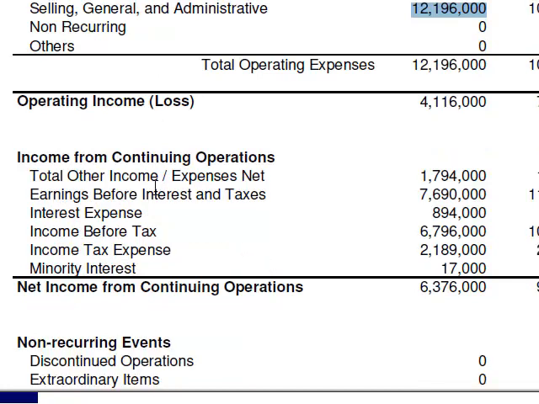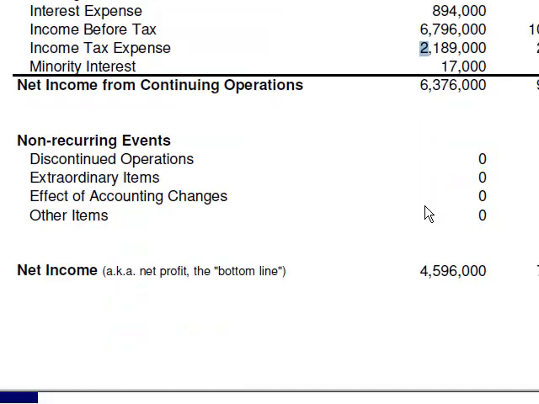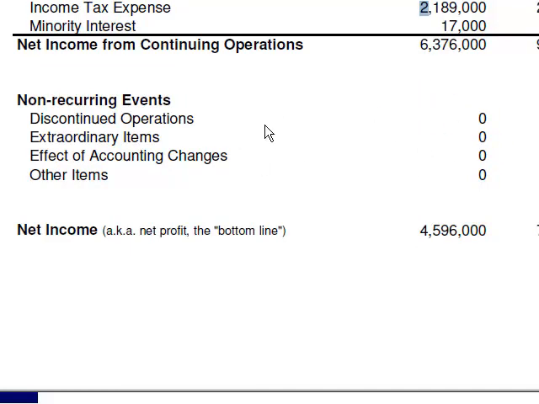And then we have these other items that we have to deal with: earnings before interest and taxes, interest, income before tax, income after the tax expense. You've got to pay. Ford paid $2 billion in taxes last year, and then we're down to net income from continuing operations, and then finally these non-recurring events. These are things that are extraordinary or anything that had to be written off. You might have heard that phrase, written off. And so Ford last year made $4.5 billion in net income, net profit.